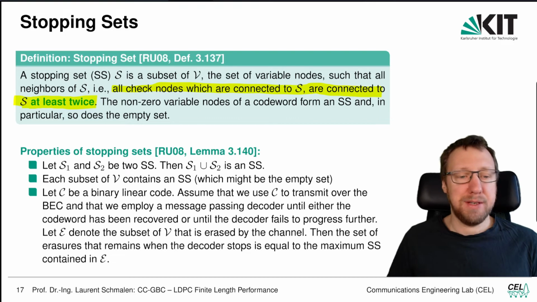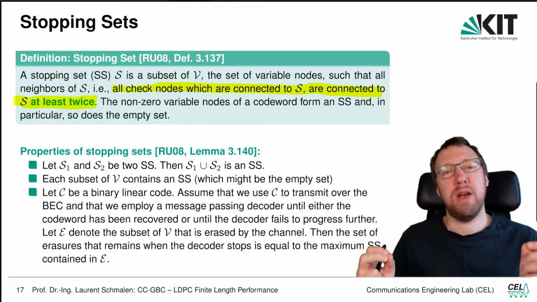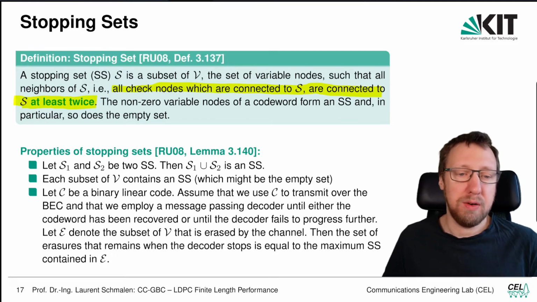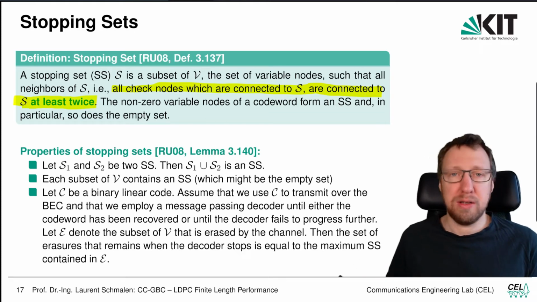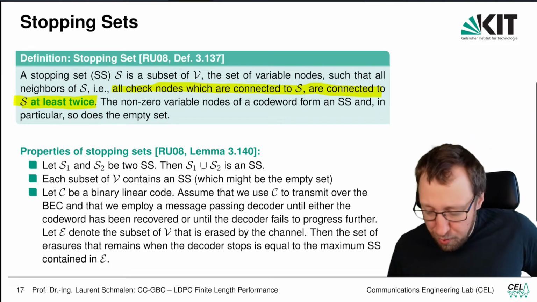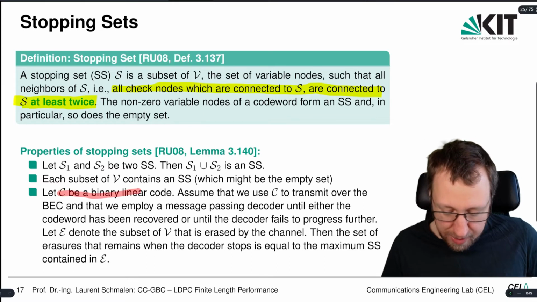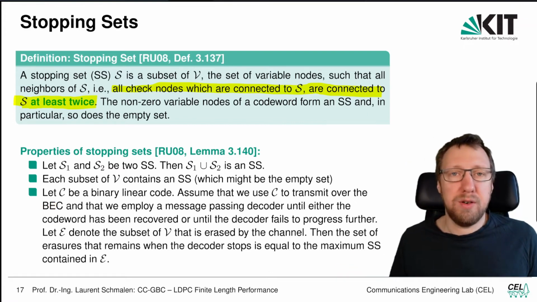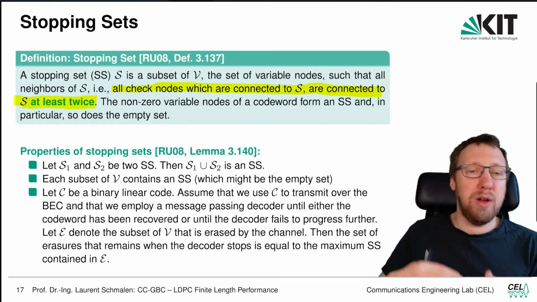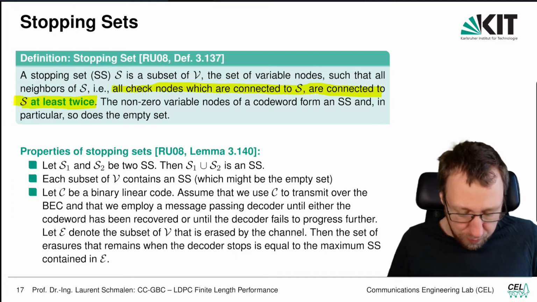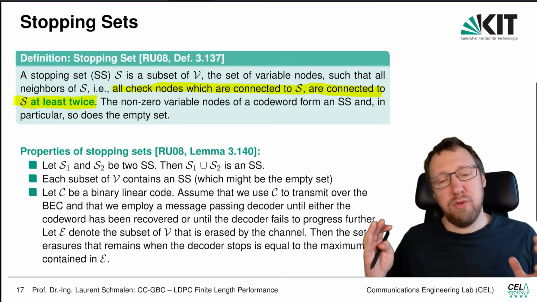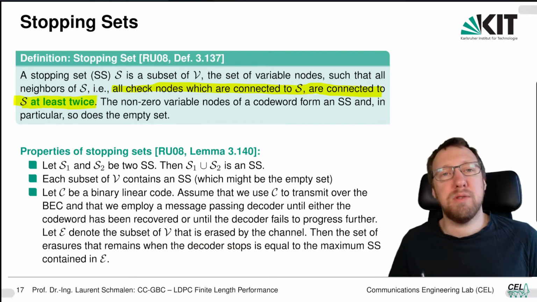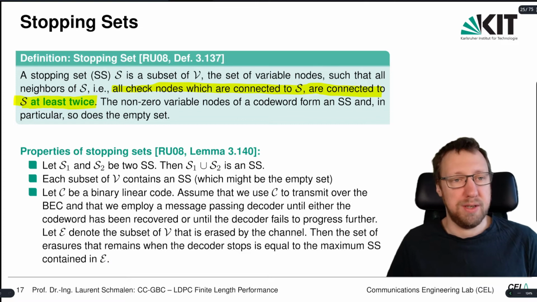Stopping sets have some properties. For instance, if we have two stopping sets, we take the union, this is another stopping set. We also know the empty set is a stopping set. So it means that every subset of the variable nodes contains at least one stopping set, which could be the empty set. The most important property is, however, the last one. If you have a binary code, and we use this code to transmit over the binary erasure channel, we employ a message passing decoder until the code word has been recovered, or until we fail to progress any further, so there are no changes from one iteration to the other. If we denote by E the subset of the variable nodes that are initially erased by the channel, then the set of erasures that remains when the decoder stops is the maximum stopping set that is inside the set of erased positions.